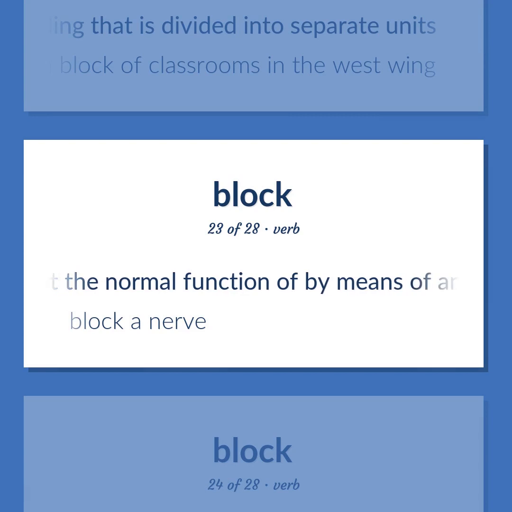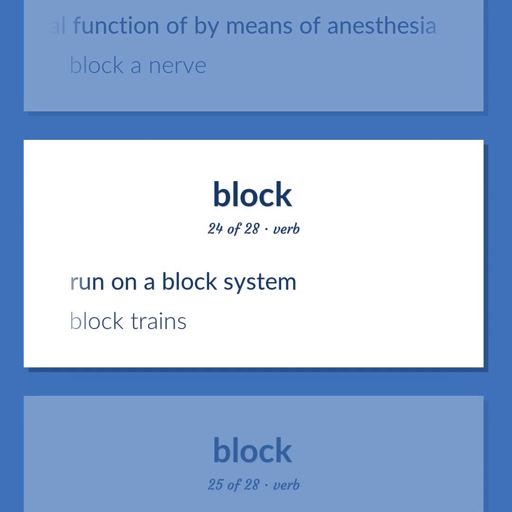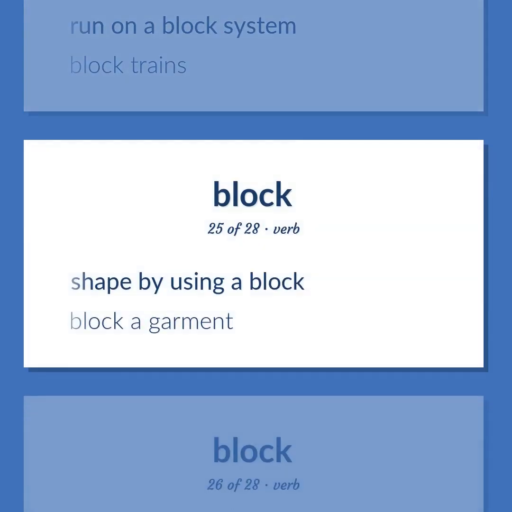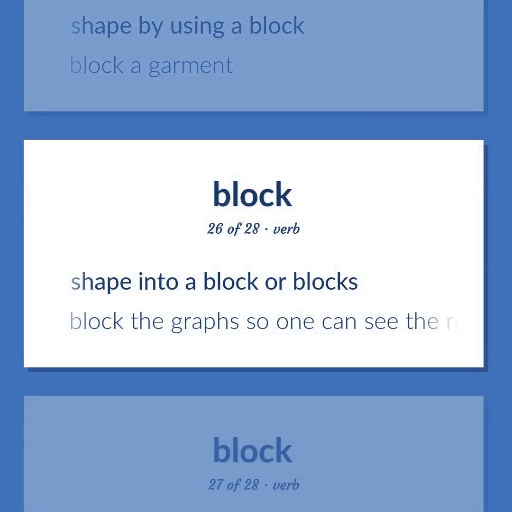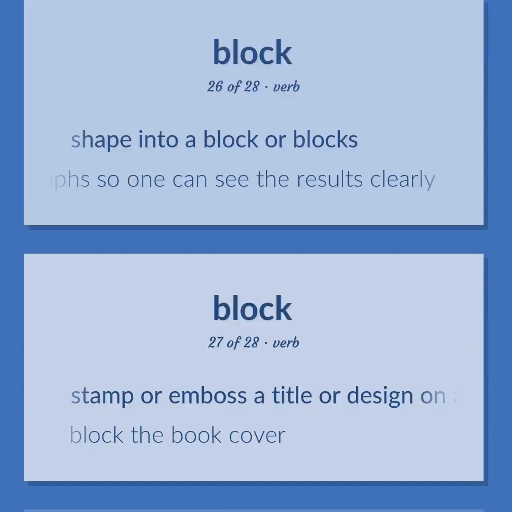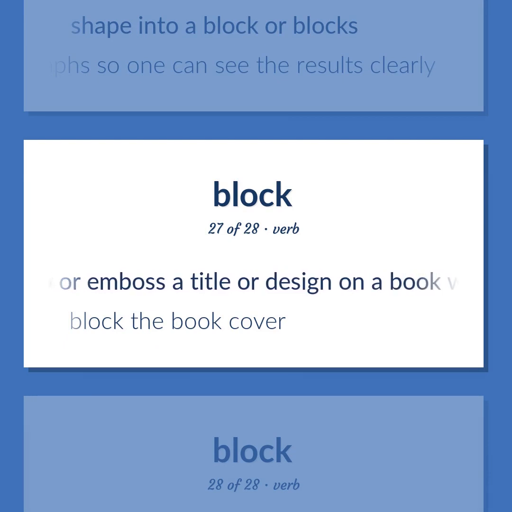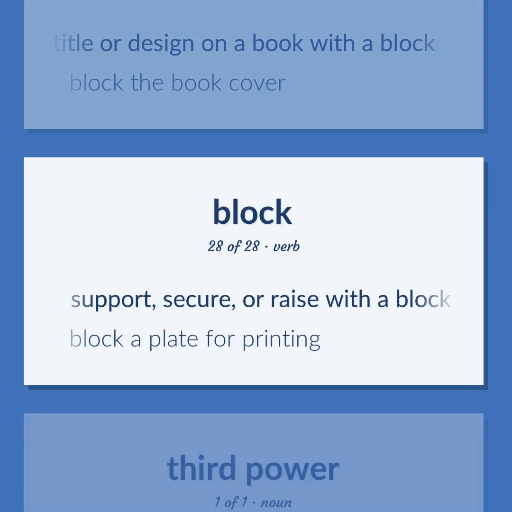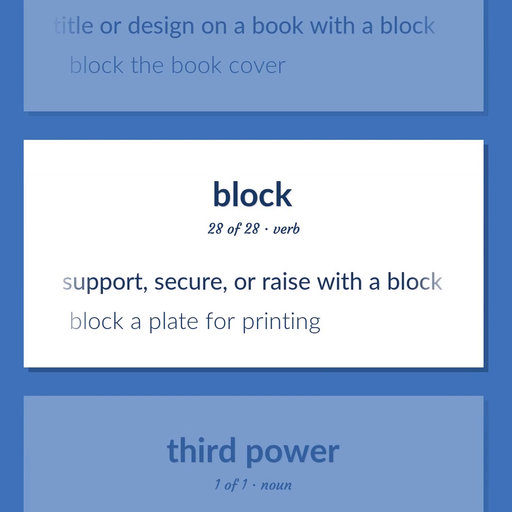Interrupt the normal function of by means of anesthesia. Block a nerve. Run on a block system. Block trains. Shape by using a block. Block a garment. Shape into a block or blocks. Block the graphs so one can see the results clearly. Stamp or emboss a title or design on a book with a block. Block the book cover. Support, secure, or raise with a block. Block a plate for printing.